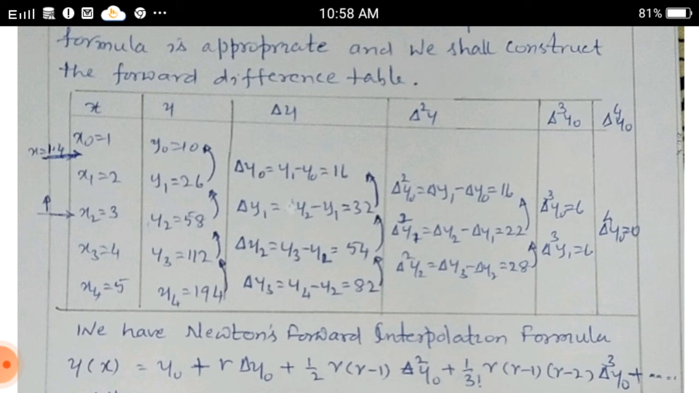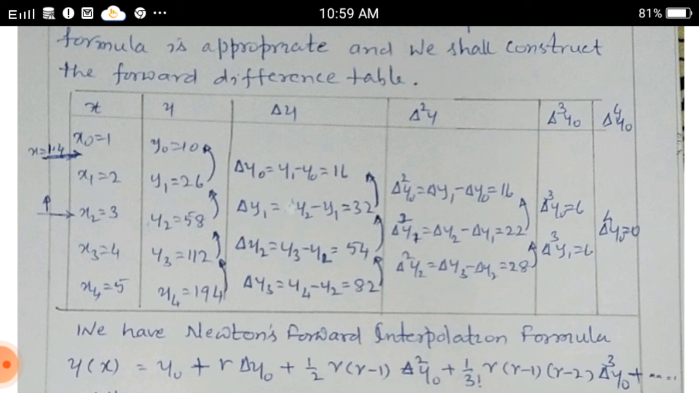Next, fourth forward differences are given by the differences of third forward differences, that is delta cube y1 minus delta cube y0, which is 6 minus 6, equal to 0. Observe the table.